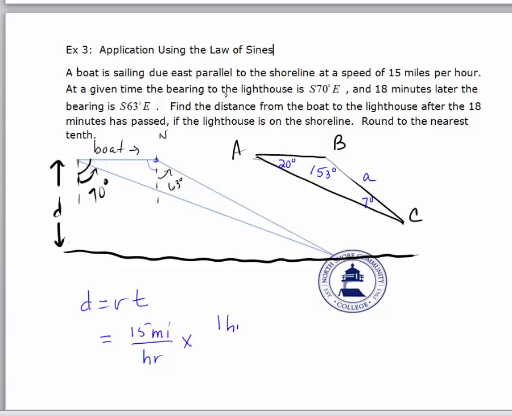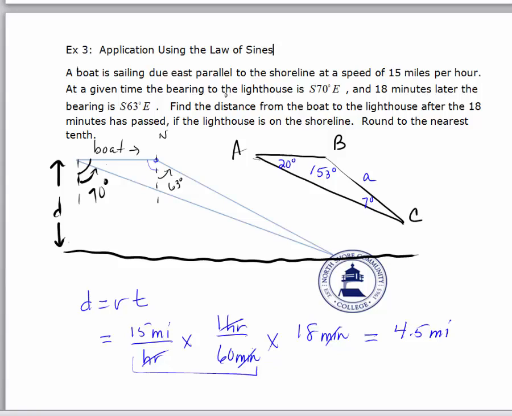So I want hours to cancel. So I have 1 hour, which is equal to 60 minutes. There's a conversion factor. So this is my rate, adjusted, and it will end up having the units of miles per minute. And then I'll multiply by 18 minutes. So I've got the rate times the time. The minutes will cancel. When I multiply the 15 times the 18 and divide by 60, I get 4.5 miles.